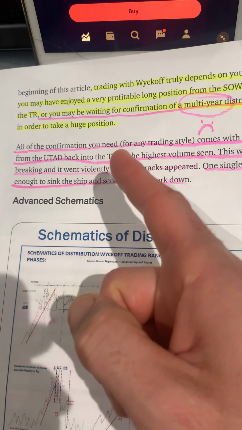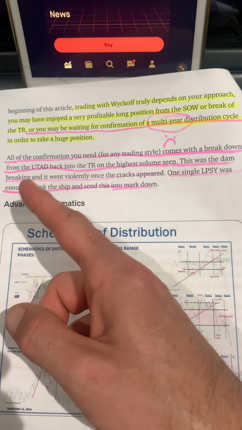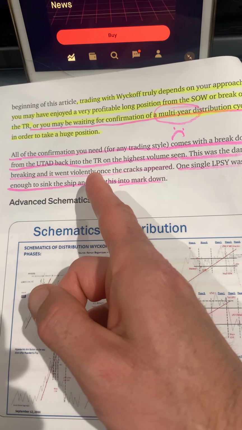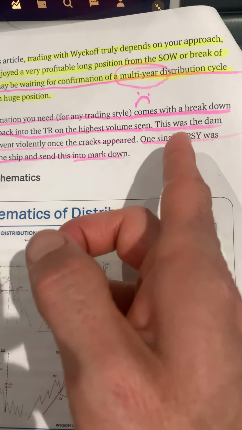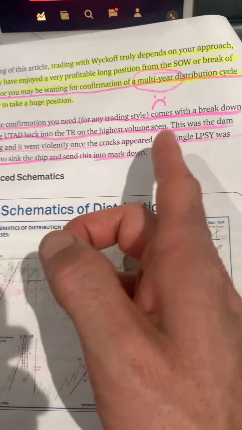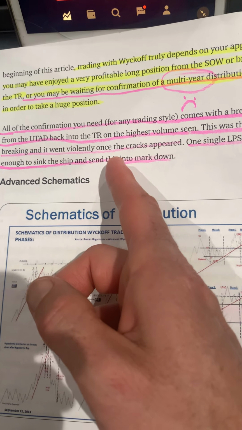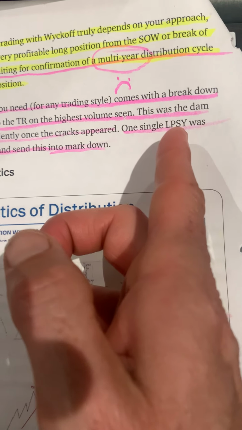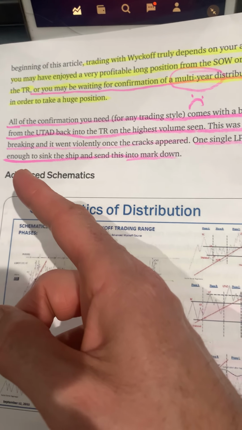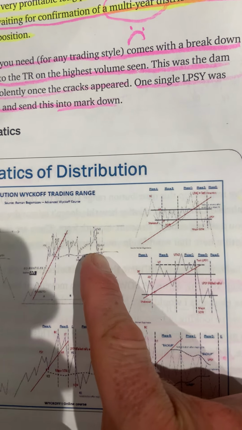All the confirmations you need to know for any trading style comes with a breakdown from the UTAD into a TR again on the highest volume seen. That's the way they get you. This is the dam breaking, and it went violently once it cracks open. One single LPS was all enough to sink the ship and send it down. That's this part right here, sinking it down.